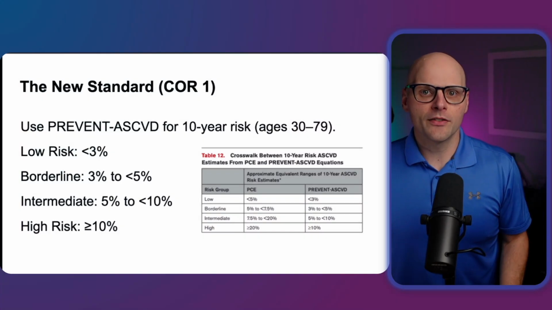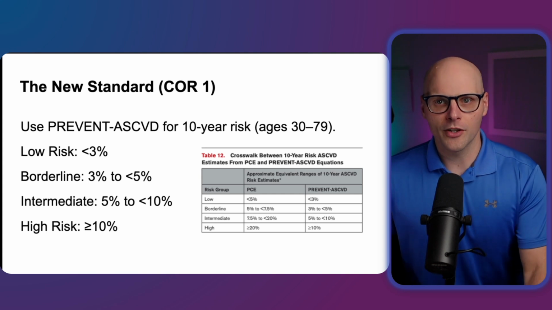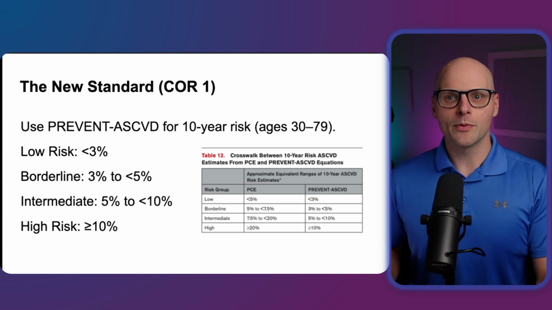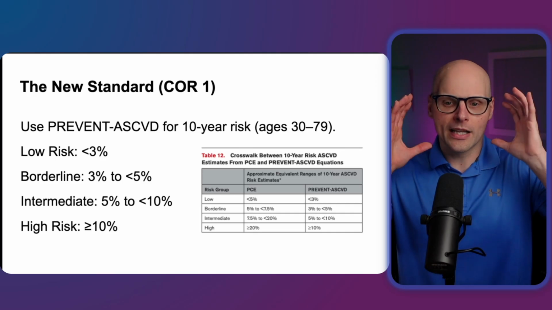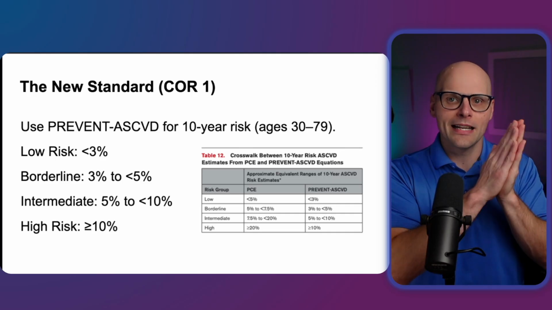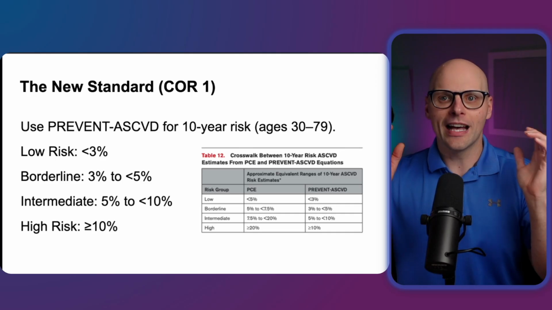So they're saying, hey, these are better equations, they're more accurate. And so that's where this whole PREVENT thing came from, just to give you guidelines there. The guideline also gives a class 1 recommendation for adults aged 30 to 79 with an LDL between 70 and 189. So they're saying this is the target we can use this calculator for. Between 70 and 189 and that age, that's where we can use this.